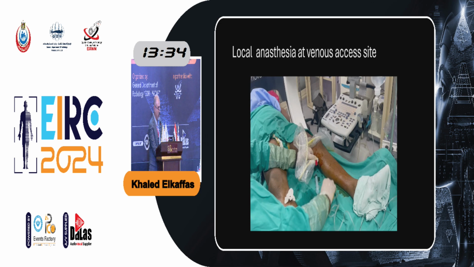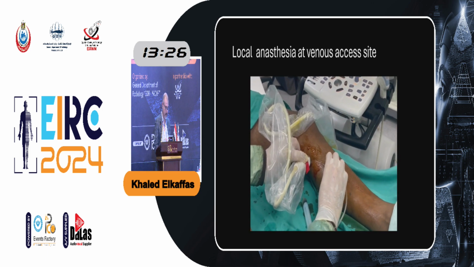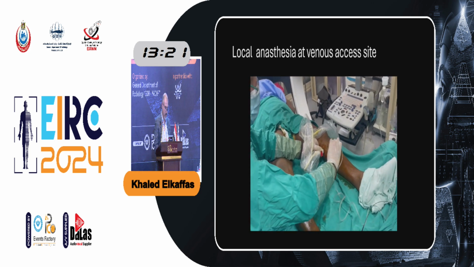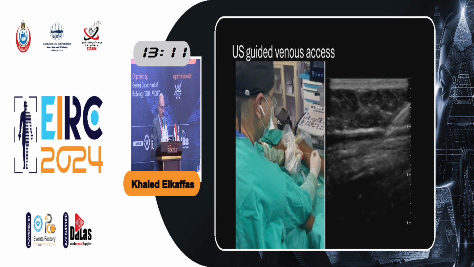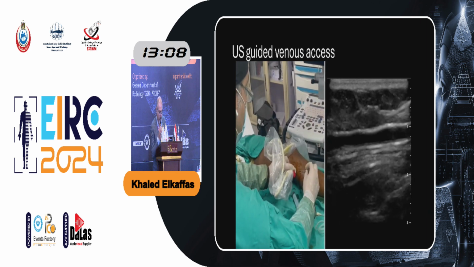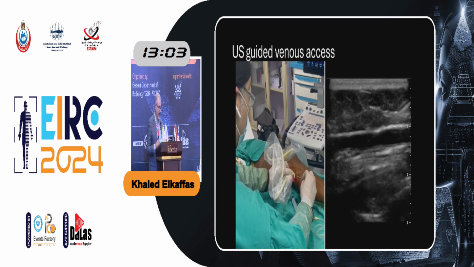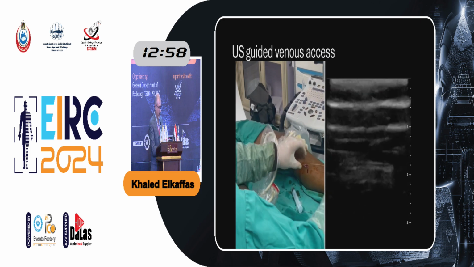Here's some video about the procedure. Firstly, we do local anesthesia at the site of puncture. Then we use the ultrasound to localize the vein. Here is the saphenous vein in longitudinal section. We start puncturing the vein. Then we make sure we are inside the vein by getting a backflow from the needle. As you can see here, there is backflow from the needle.